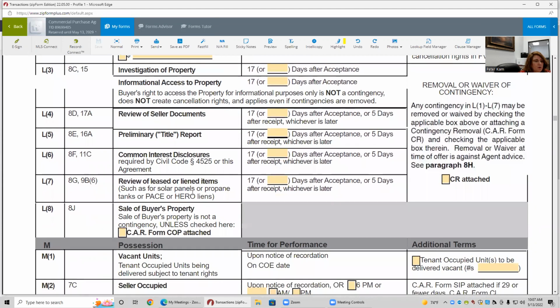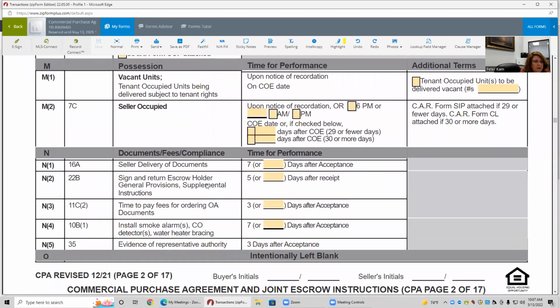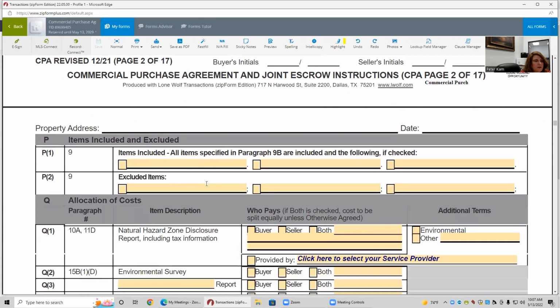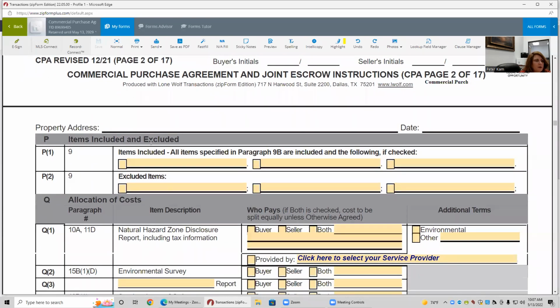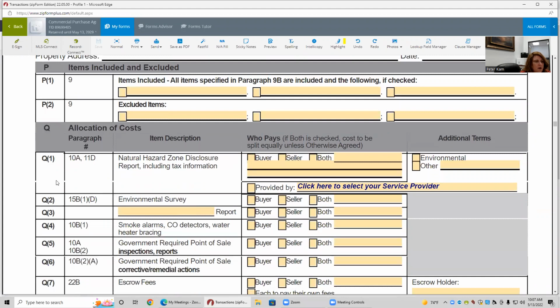Let me keep scrolling. I hope I'm not making anybody sick with the scrolling. Okay, so I'm going to go down. Anything here, we're going to go over later in the contract. Excluded items you may not know about when you're first writing an offer. Listing agents should be picking those up on a counter if there are any. Okay, so all of this is the same.